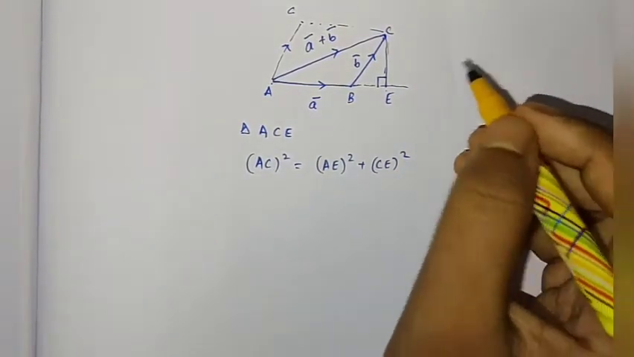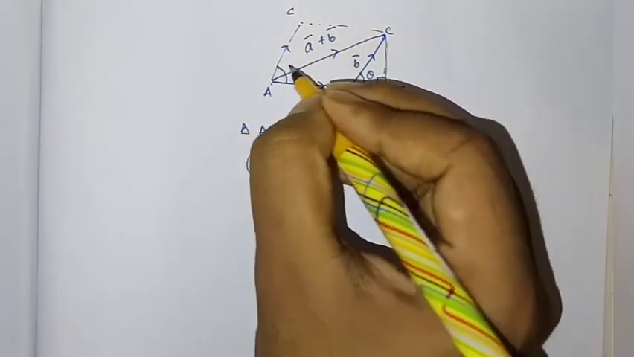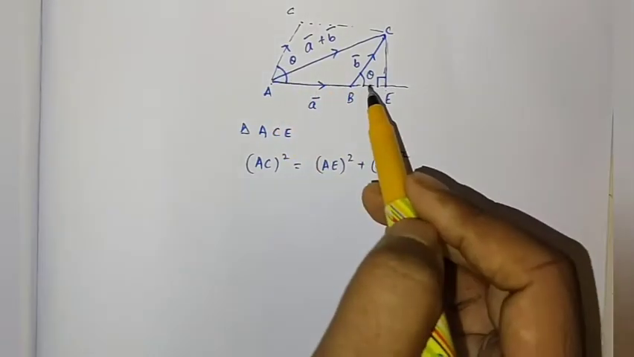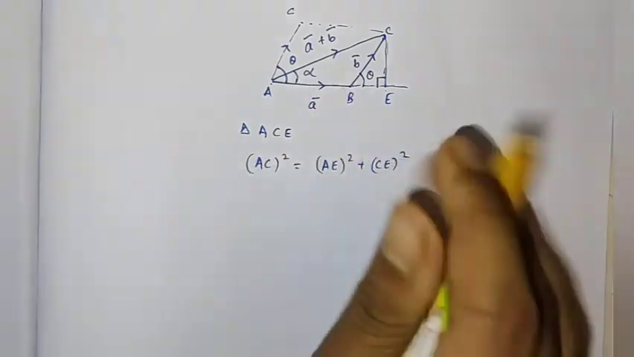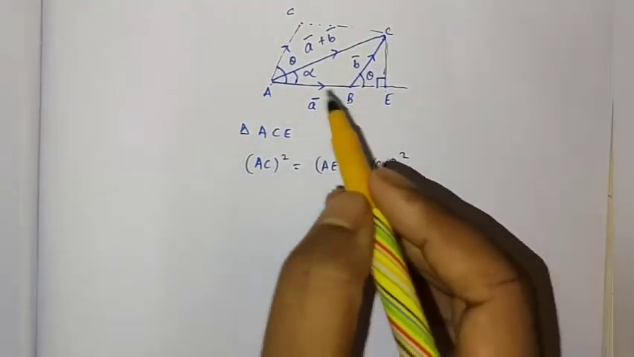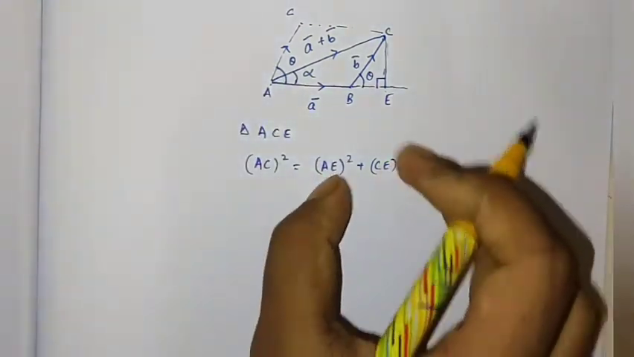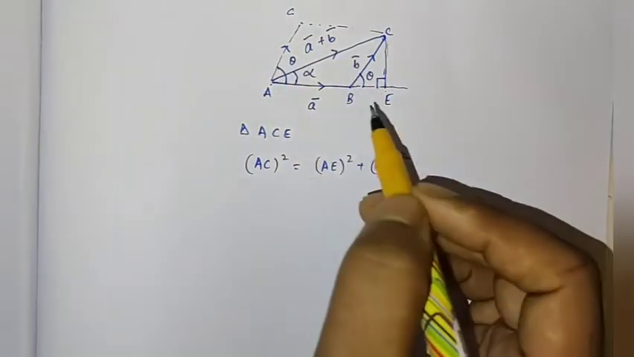Okay, so now let me specify some angles. This angle will be theta and this angle will be equal. These are corresponding angles, right? Geometry. And this angle, let's call it alpha. Okay, so what we'll do here is that we'll replace these terms in terms of the angle theta and these constants.